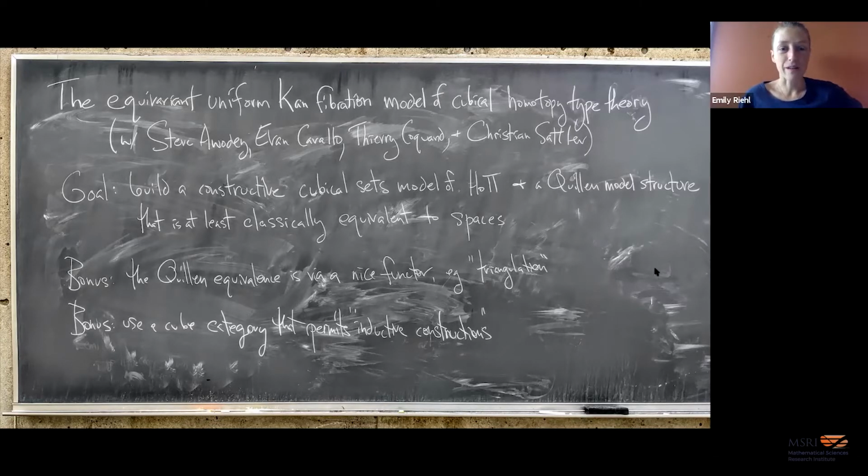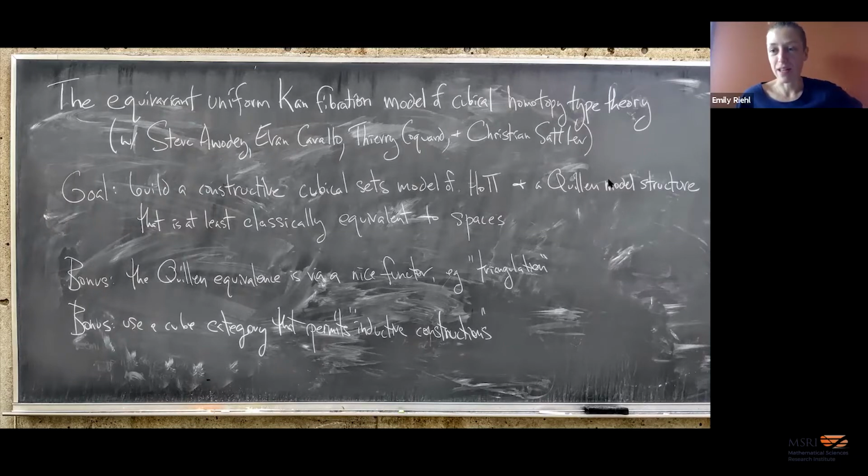So the title is Equivariant Uniform Confibration Model of Cubical Homotopy Type Theory. The goal of this project was to build a constructive, meaning using constructive logic, cubical sets-based model of homotopy type theory. And this should also be a Quillen model structure.